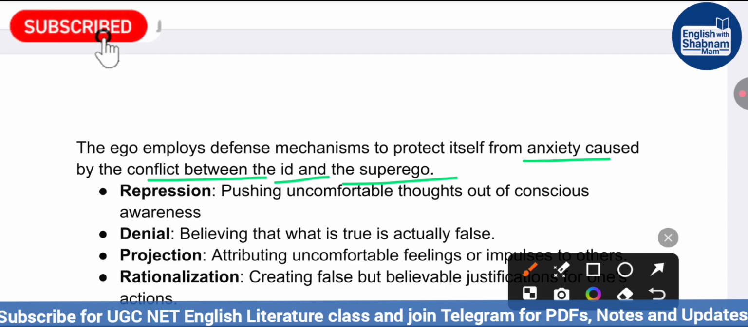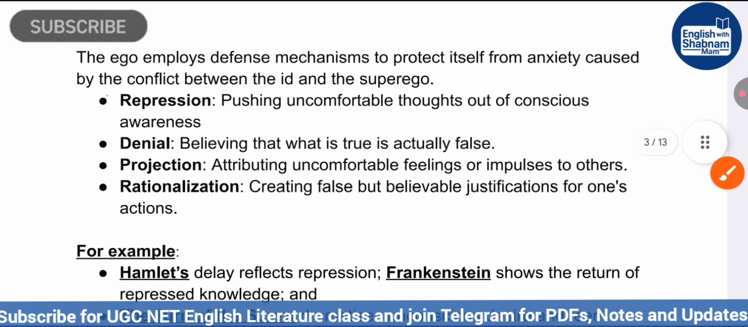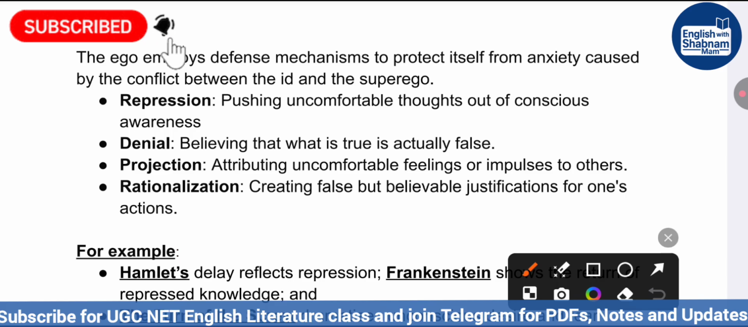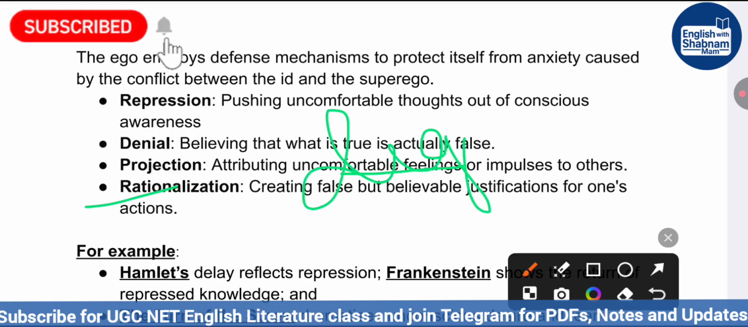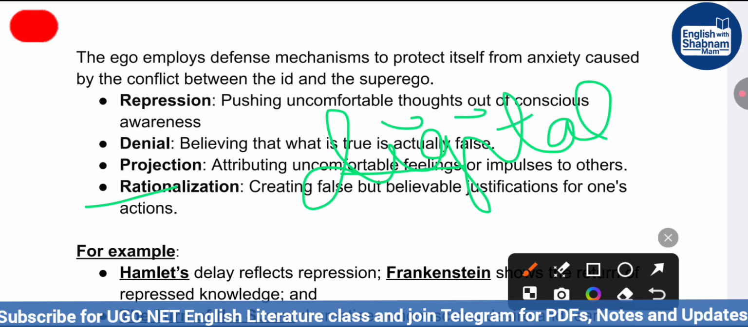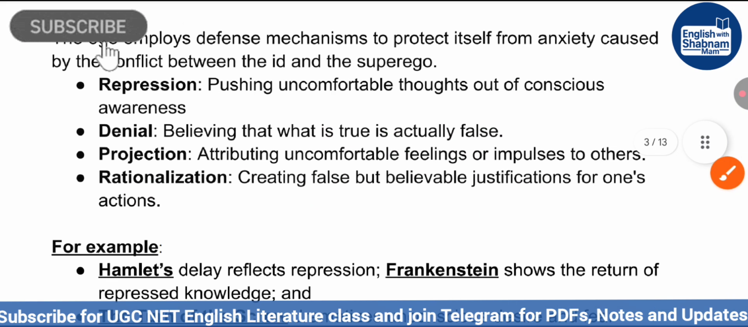Okay, and defense mechanisms include repression, that is pushing uncomfortable thoughts out of conscious awareness; denial, that is believing what is true is actually false; projection, attributing uncomfortable feelings or impulses to others; and rationalization, that creates false but believable justification for one's actions. This totally fits the digital age that we are all living in, how we protect ourselves.